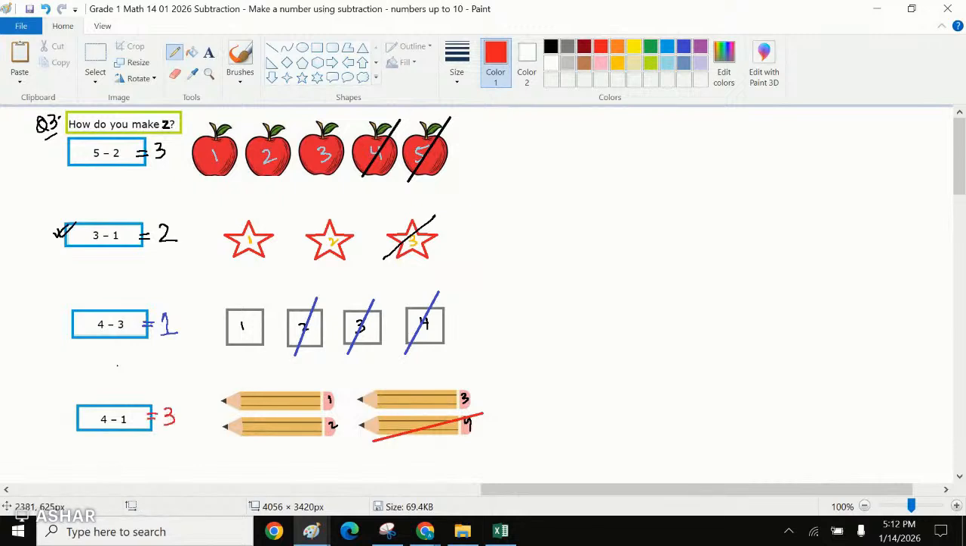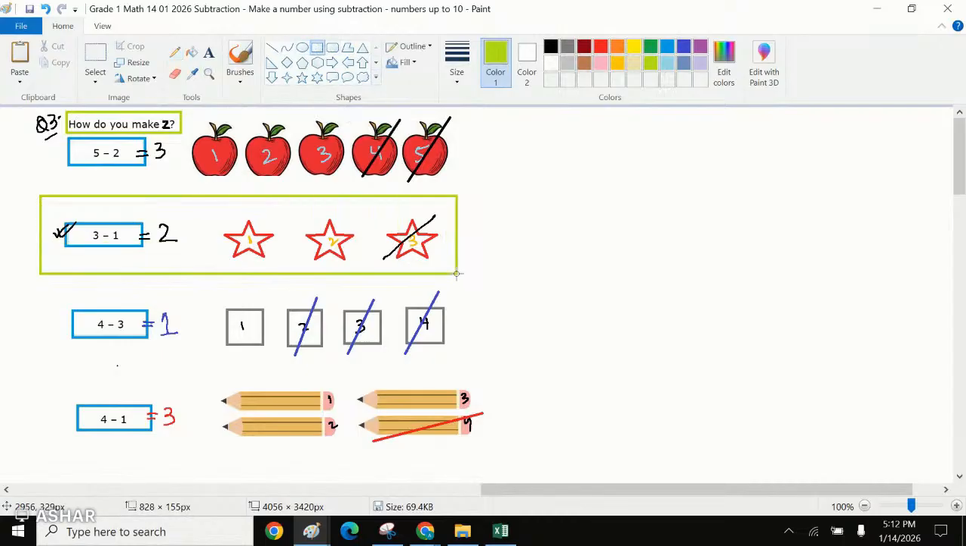So in the question, what we had to do was, how do you make a 2? There was only one option that made a 2 for us. The other options had different answers. So we can say 3 minus 1 will make a 2 for us. Thank you. Moving ahead to the next question.